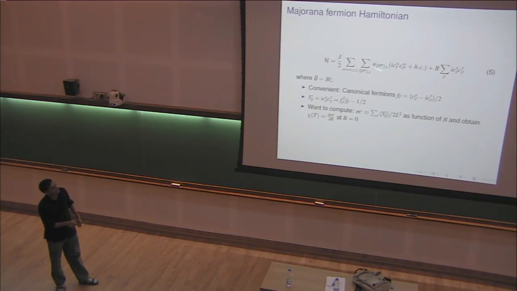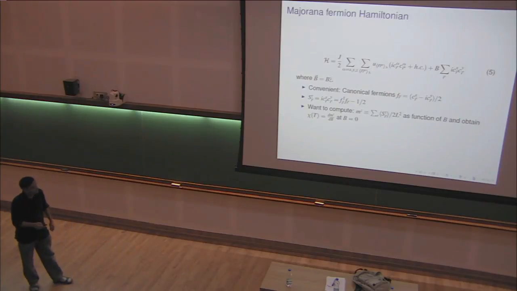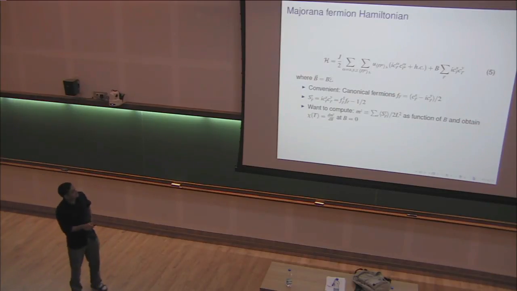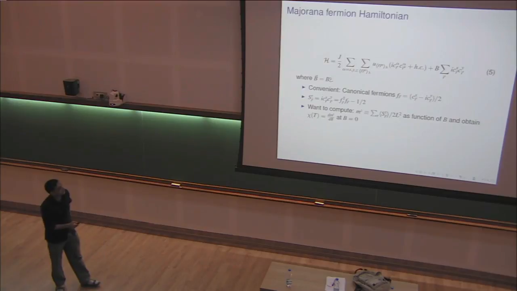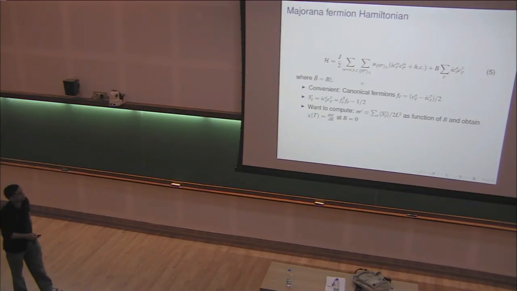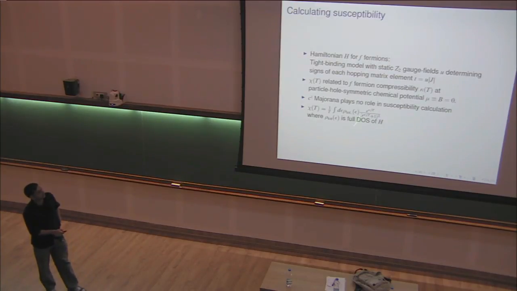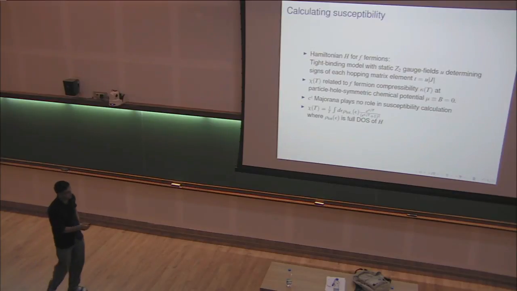Hopping in the background of a static Z2 gauge field, and in the ground state sector this Z2 gauge field is just 1 everywhere. There are no vortices. And the interesting thing is that the physical susceptibility is related to the compressibility of these canonical fermions that you can make out of 2 of these Majoranas. So in the end you have regular canonical fermions hopping on the honeycomb lattice, and you want to calculate compressibility. And so the susceptibility, like I said, is related to the compressibility, where this is the total density of states, including zero modes and the rest of the spectrum.